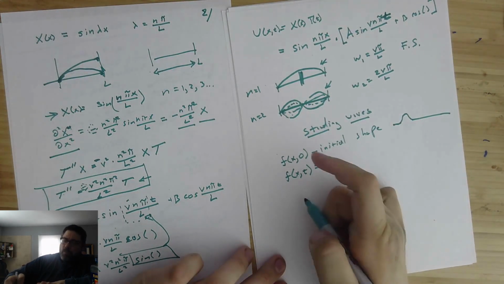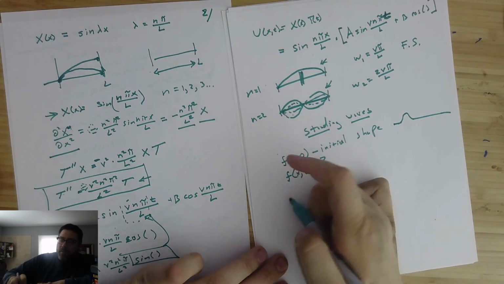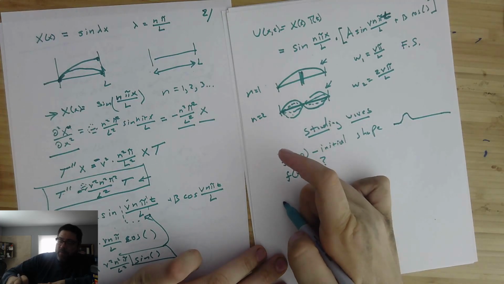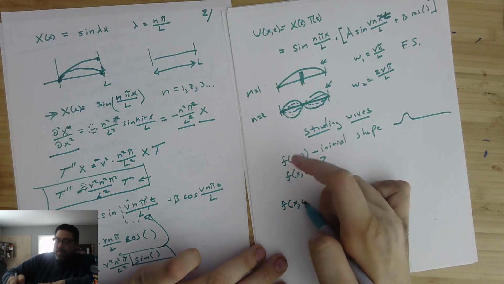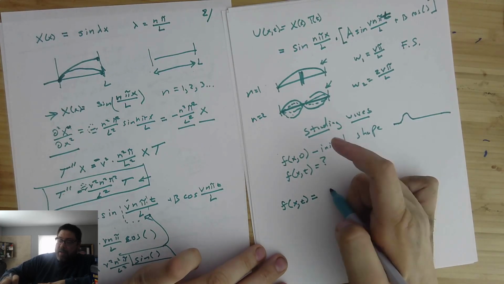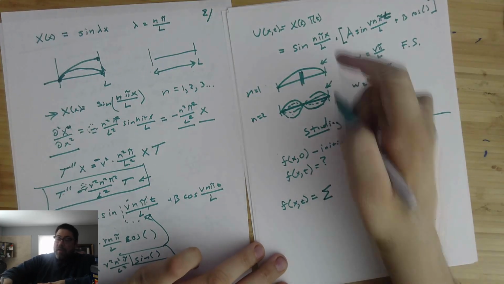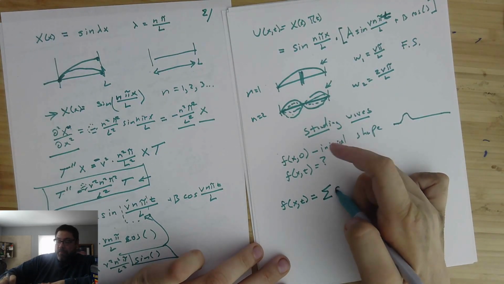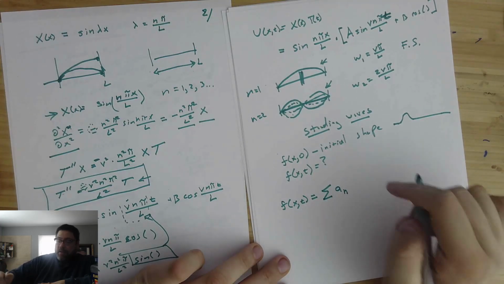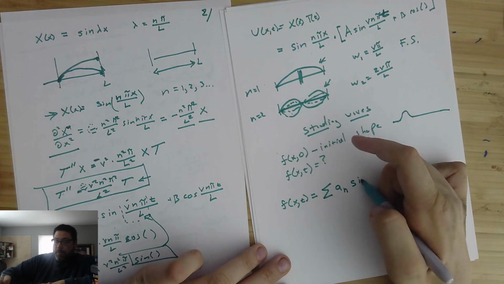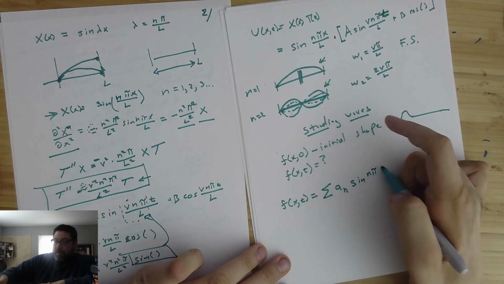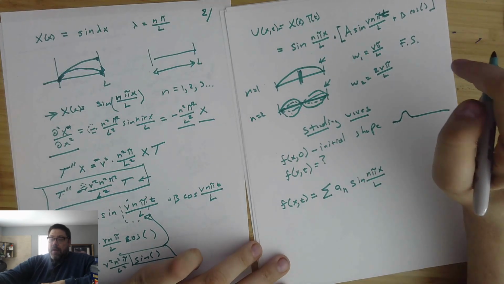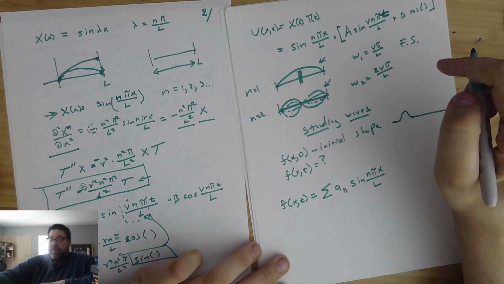So I can write, for example, that f of x and t can be written as the sum of the standing waves, right? So I'm going to call these amplitudes, I'll just call them A. So A sub n times the sine of n pi x over L. This will give me the spatial part, right? And once I have the spatial part, then I need it to vibrate.